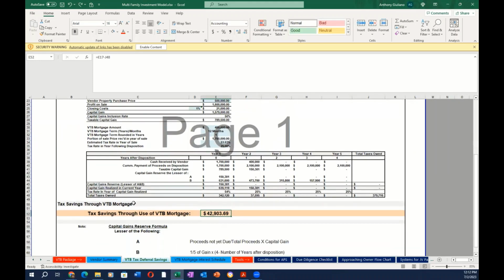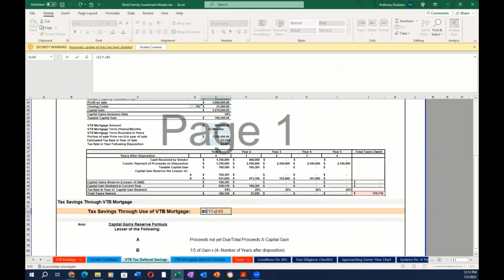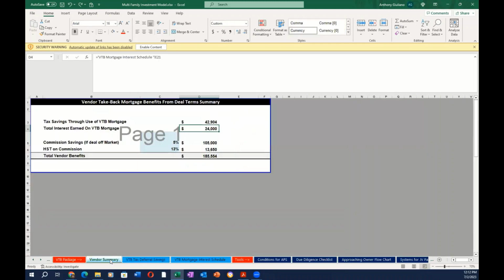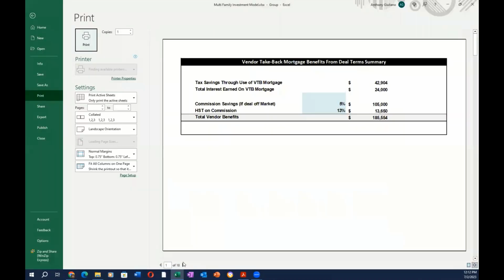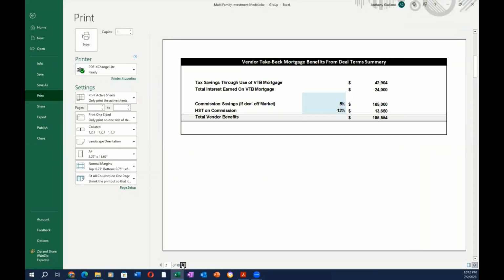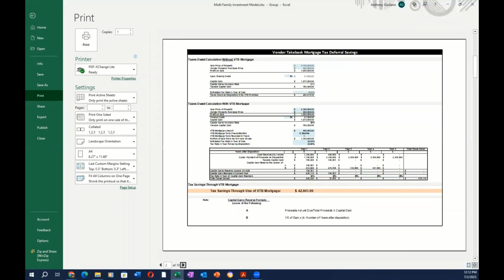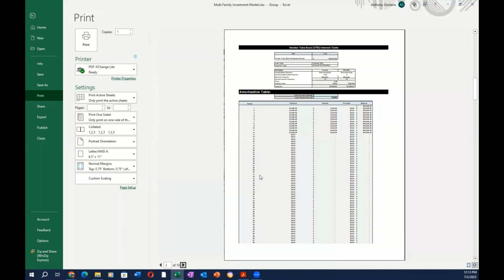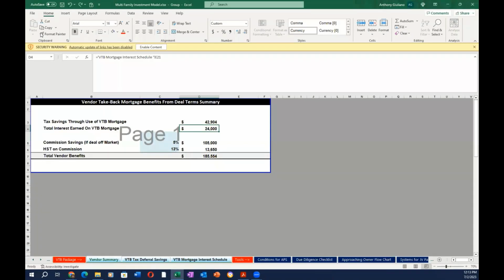Anyway, over here, the tax savings is calculated through the VTB mortgage. You can talk to your accountant and work with them as well, but I think this is a good tool to use. And then ultimately, there's this summary. What you might want to do is print this summary off for your vendor: select these 3 tabs, push Control P, and it'll generate a PDF of what the VTB mortgage savings will be from a tax perspective, and also the payment schedule to the lender.